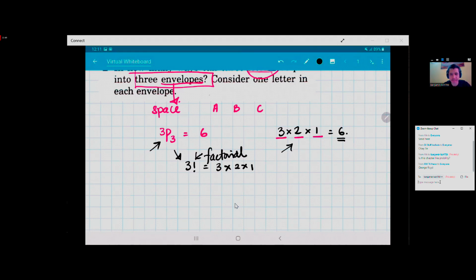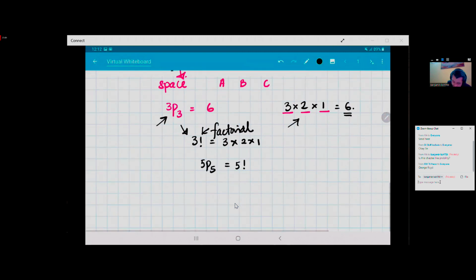Boleh faham tak? So in future, if I say 5P5, please understand 5P5 is also 5 factorial. Or if I say 7P7, it also means 7 factorial. Because sometimes in some revision books you might see, for example, 5P5, another book might write 5 factorial. So you might get confused. Actually don't. It's the same thing. Maksudnya sama.